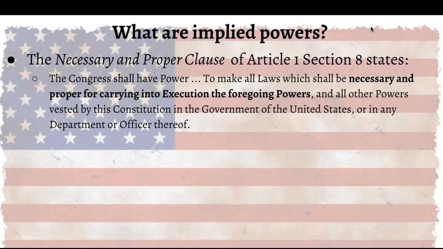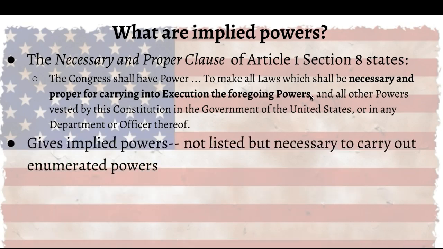And so if you stop right there, that bolded type, necessary and proper for carrying into execution the foregoing powers, that's really the crux of the necessary and proper clause. Anything you need to do that is necessary and proper to carry out the powers of the national government, we give you the right to do that. So it's not necessarily a get out of jail free card, but it gives the government quite a bit of leeway when enforcing their laws.